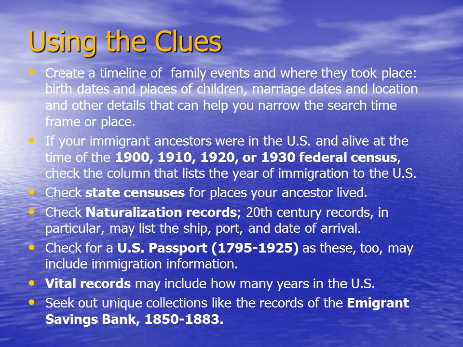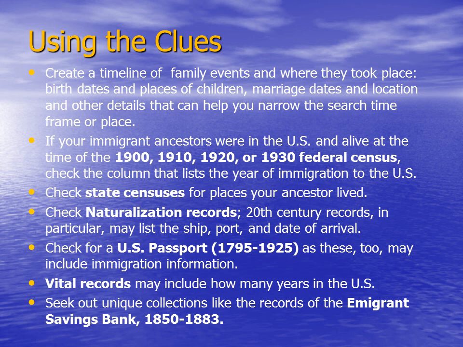Once you've gathered your clues, it's time to take stock. Many of the experts suggest creating a timeline of family events and where they took place, birth dates and places of children, marriage dates, locations, and other details that can help you narrow your search. If your immigrant ancestors were in the U.S. and alive during the 1900, 1910, 20, and 30 federal censuses, check the column that lists the year of immigration to the U.S. Check state censuses for places your ancestors lived.